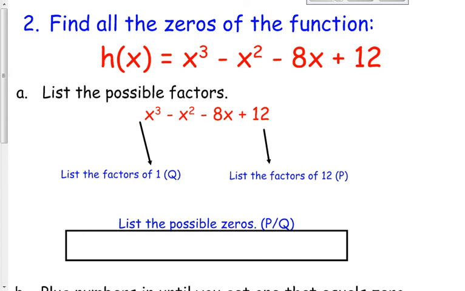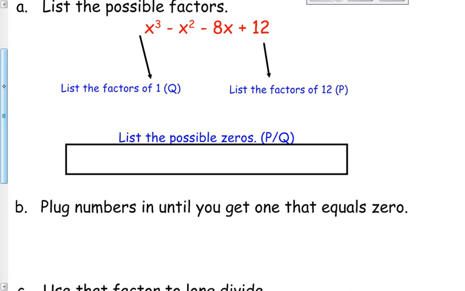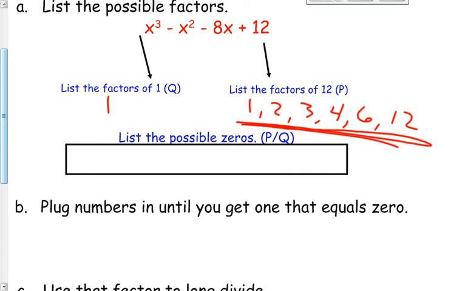After you tried number 2 on your own, letter A, we're going to list all the possibilities, which is 1 for factors of Q, and then factors of P are 1, 2, 3, 4, 6, and 12. So as far as listing all the possibilities are concerned, it's just going to be plus and minus all of this divided by 1. So it's plus and minus 1, plus and minus 2, plus and minus 3, plus and minus 4, plus and minus 6, plus and minus 12.